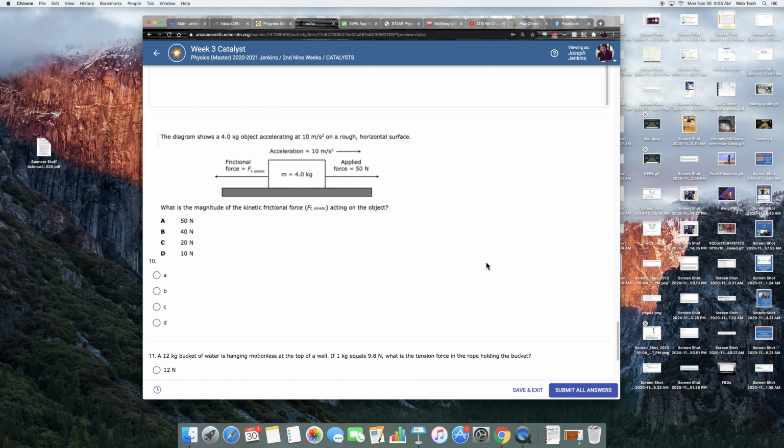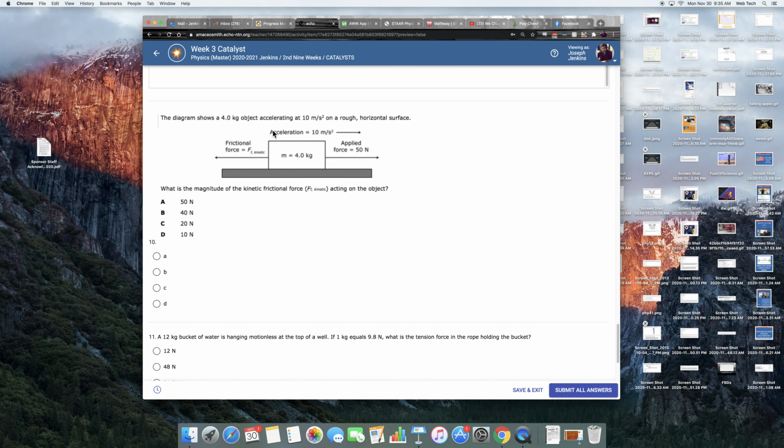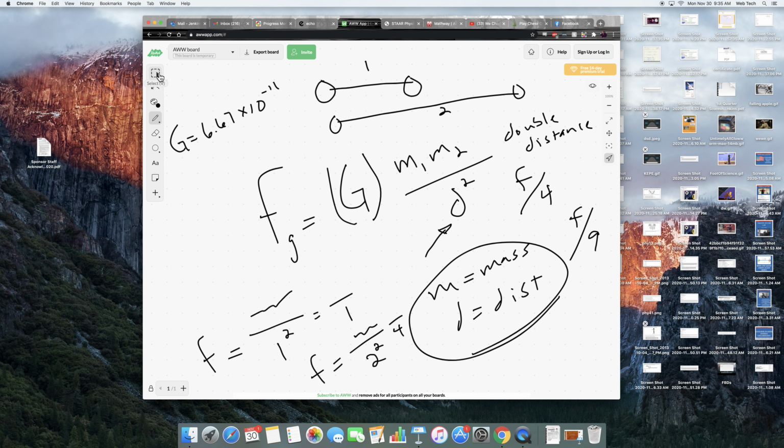All right. How about this one? This diagram shows a 4-kilogram object accelerating at 10 meters per second squared on a rough horizontal surface. And it asks, what's the magnitude of the friction force on the object? Wow, look at this question. This is so tough. How will we ever do this? I've got to figure this out, y'all. Let's draw it.